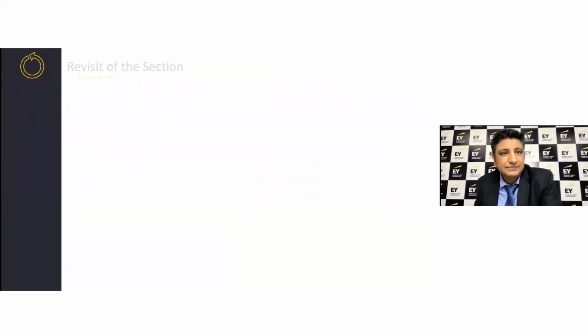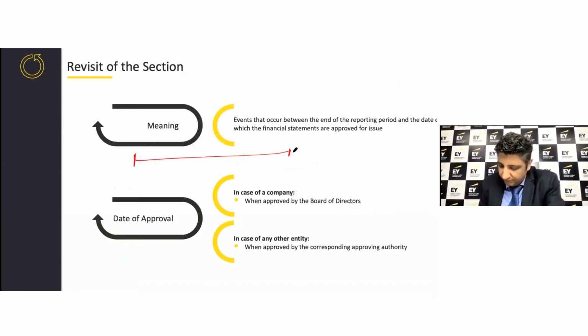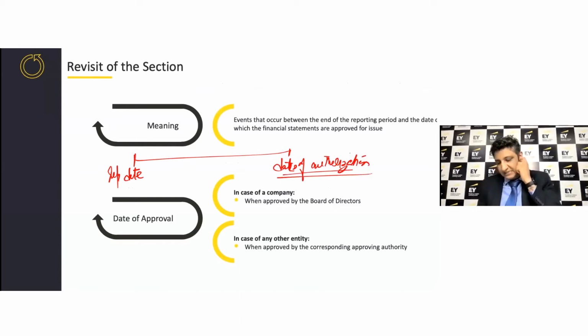All right. So what we have done so far is broadly we talked about the meaning of what is the event after the reporting period. We look at the reporting date and date of authorization. That's something that you want to consider. And of course, we look at the date of approval. For a company, it's the board of directors. And in case of any other entity, when approved by the corresponding approving authority. All right.